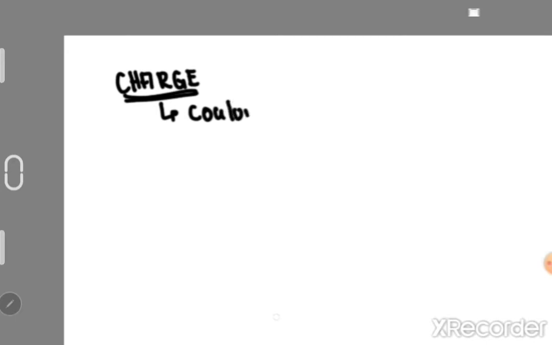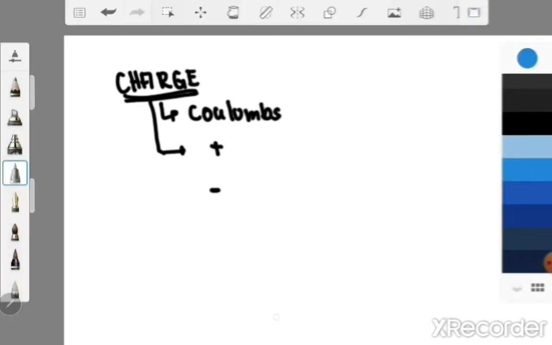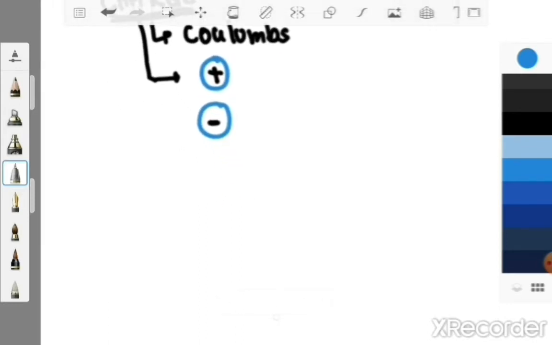So there are two types of charges. We have your positive and negative charge. So always remember that this positive and negative charge follows the repulsion and attraction of magnets. So this positive and negative charge can be found in an atom illustrated by your Bohr model.